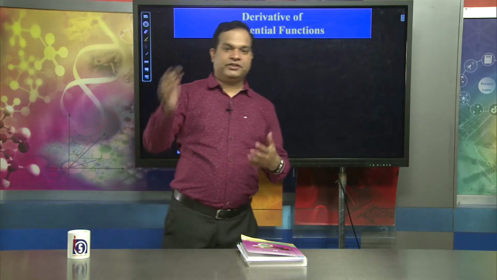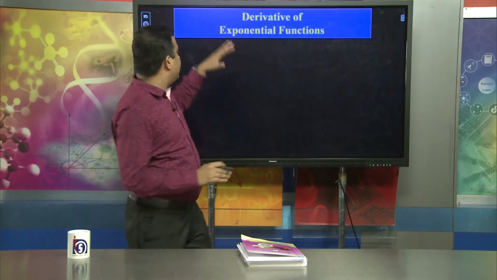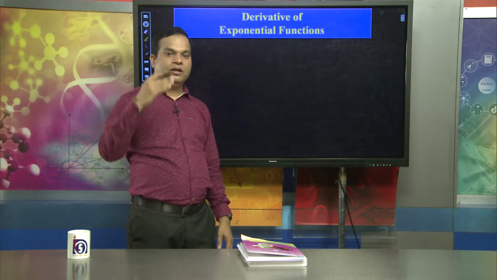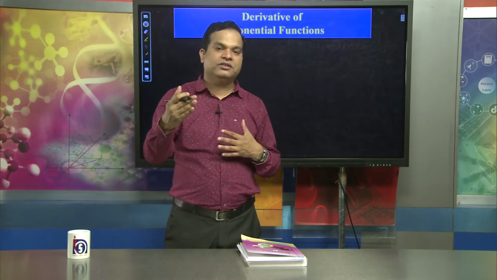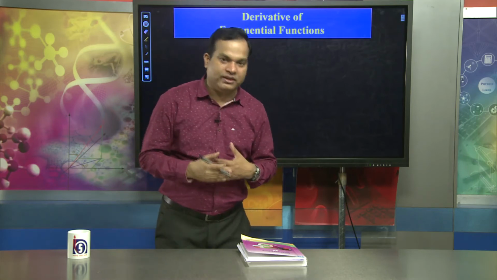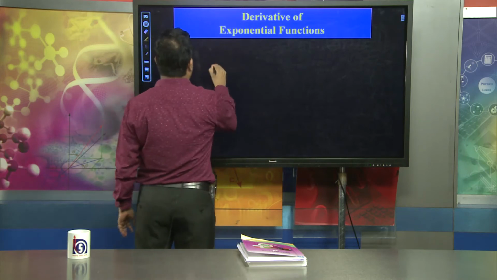Dear learners, we are discussing the derivative of the exponential function. You must know that exponential functions are in the form of e raised to the power something. For example, e raised to the power x, e raised to the power 2x, or e raised to the power x cos x. This is the kind of exponential function for which we are going to find the derivative. Remember, there is a formula to find the derivative of an exponential function.